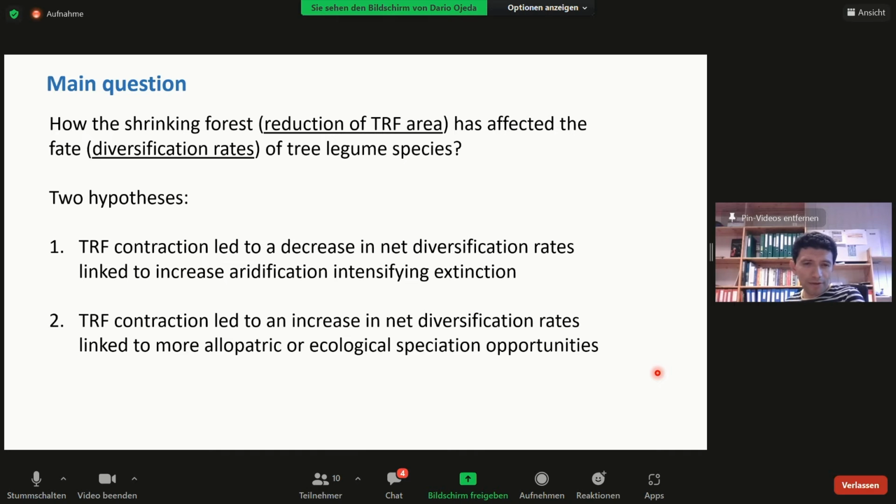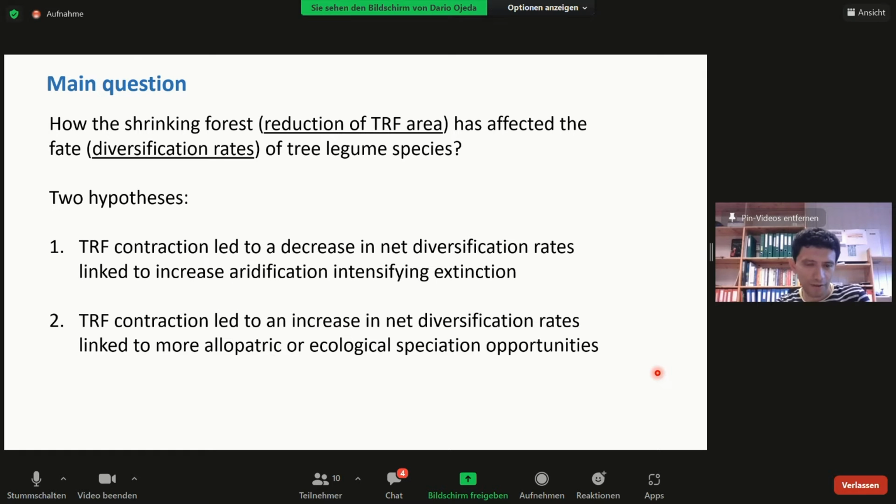And the other hypothesis is that as this contraction occurred, there was a creation of new habitats and also fragmentation of the habitat per se, allowing both allopatric and ecological speciation opportunities. So if the lineages were able to shift to new habitats or new interactions, they would be able to diversify and increase in diversity.